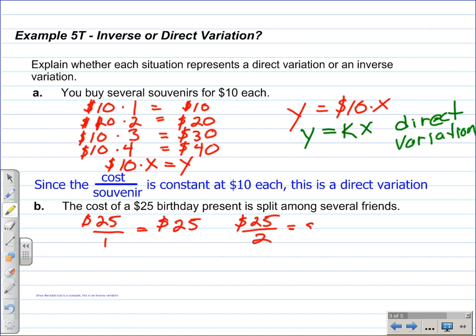that's going to be $12.50 per person. If we take that cost and we divide it among 3 people, $25, that's going to be approximately $8.33 per person. If we take that $25 cost and we divide it among 4 people, that's going to be $6.25.